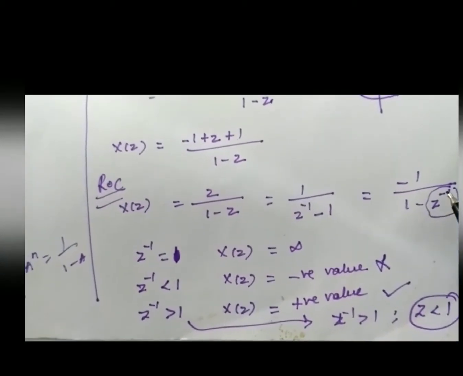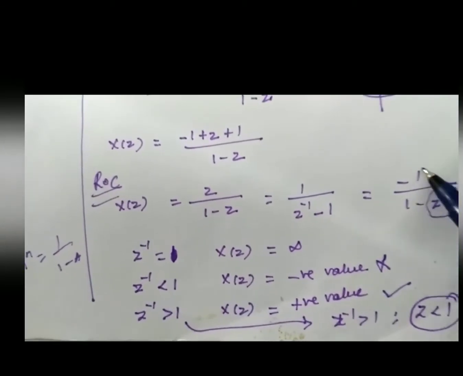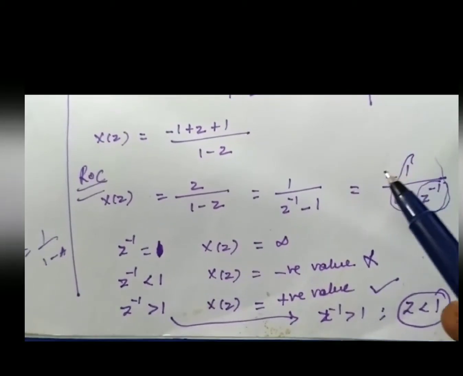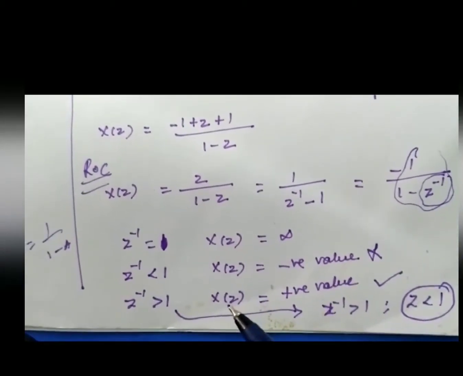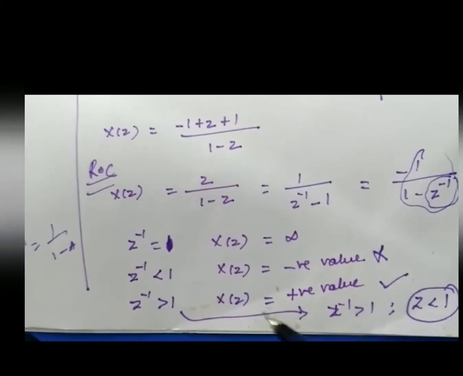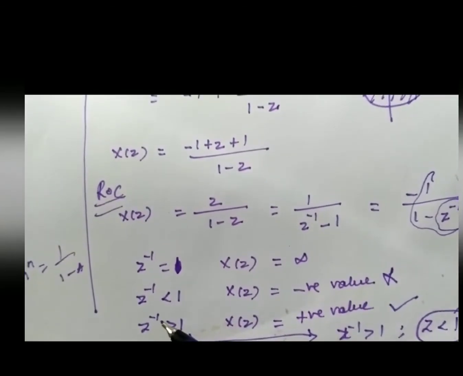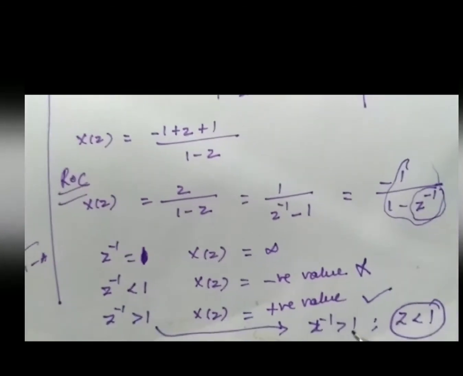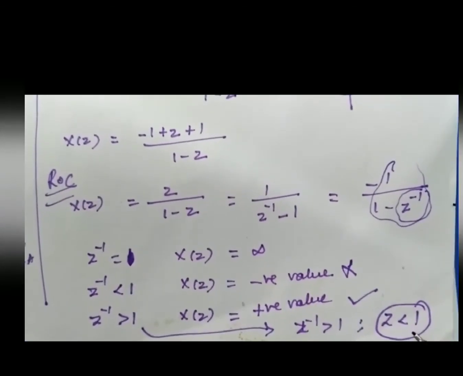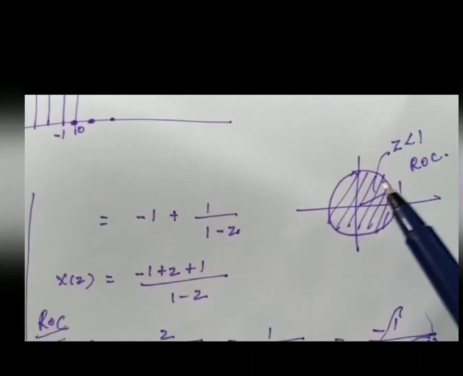Again, when z inverse is greater than 1, then in the net result for this entire expression we have the negative, and that negative and this negative become positive. So x of z is a positive value. That is the valid case. Therefore the ROC is z inverse greater than 1, that is, z is less than 1. So the ROC is z less than 1.